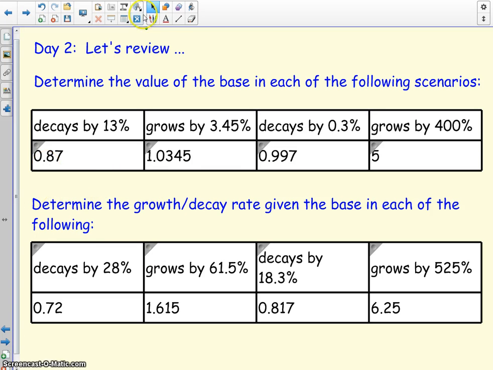Okay, so here are the answers for you to check. Hopefully you got most of them. There might be a few tricky ones in there, but let's just recap here. So first one here, decaying by 13%.